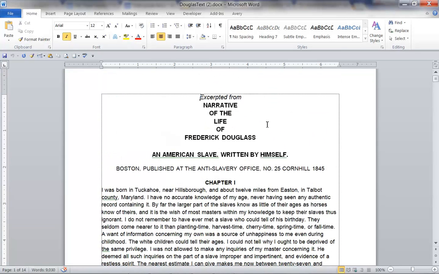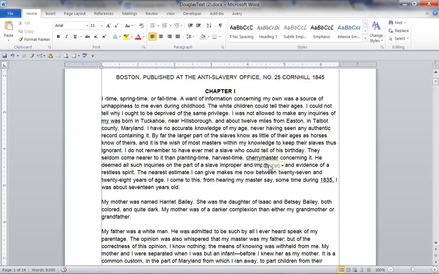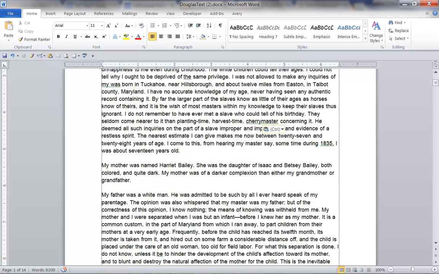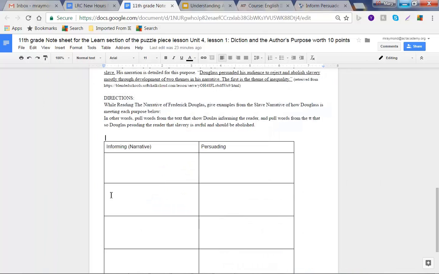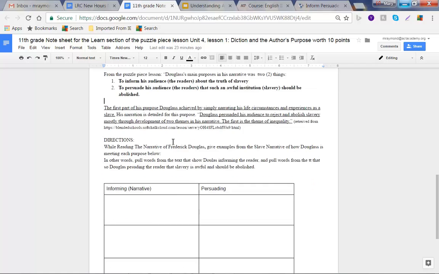It's 10 pages long. No, you don't have to read all 10 pages. Your goal is to pull evidence from parts of this text. When I say text, I mean this reading, that reflect informing and reflect persuading based on these two purposes. And I will go all over that with you. Okay, I'm going to help you with this.